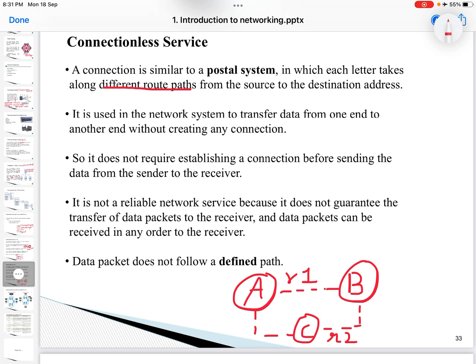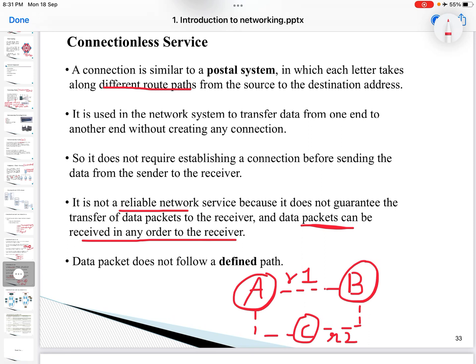It is used in the network system to transfer data from one end to another without creating any connection. So there is no connection established. It does not require establishing a connection before sending the data from the sender to the receiver. It is not a reliable network service because it does not guarantee the transfer of data packets to the receiver, and the data packets can be received in any order. In connection oriented, we saw they were received in the same order as they were sent. In this, they are received in any order, and also there is no guarantee. It is not reliable. Connection oriented was reliable.